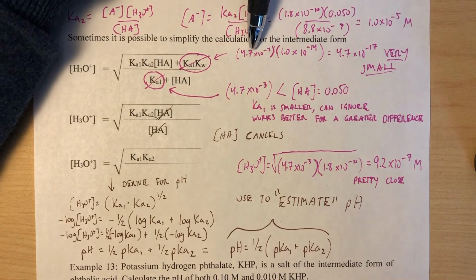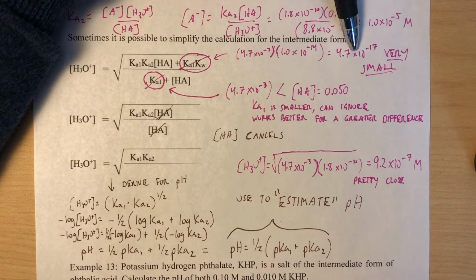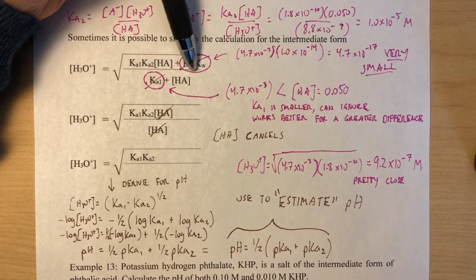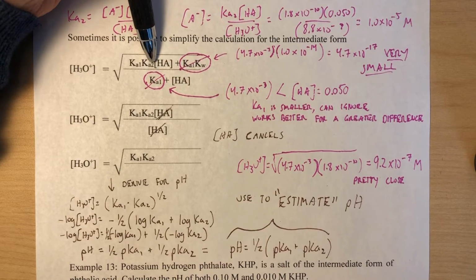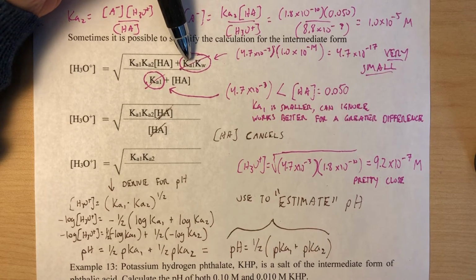Our Ka1 is often going to be quite small, but when you multiply it by Kw, you get a value that's extremely small, a very large negative exponent. So that whole expression added to the previous, Ka1 times Ka2 times HA, you can imagine is going to have very little impact on the numerator, so we can cancel it and get rid of it.